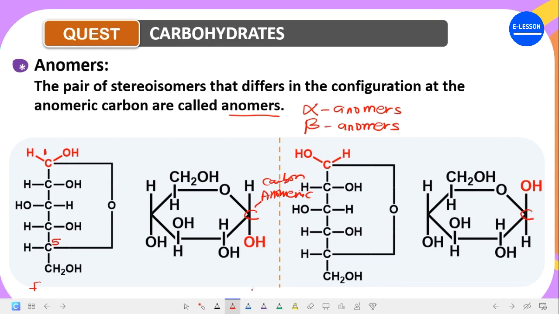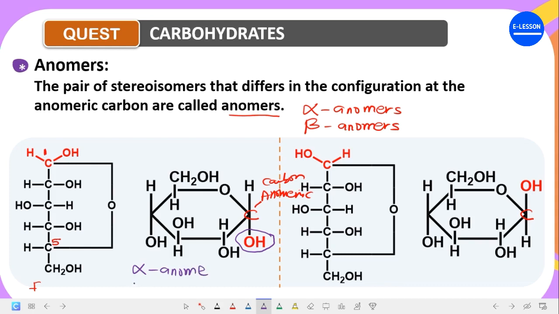Now looking at this very well, you agree with me that the OH here is down and is opposite what you have here. Are you getting it now? The OH and this CH2OH are opposite each other. Now, predominantly, when you see that the OH is facing down, it's usually the alpha anomer.